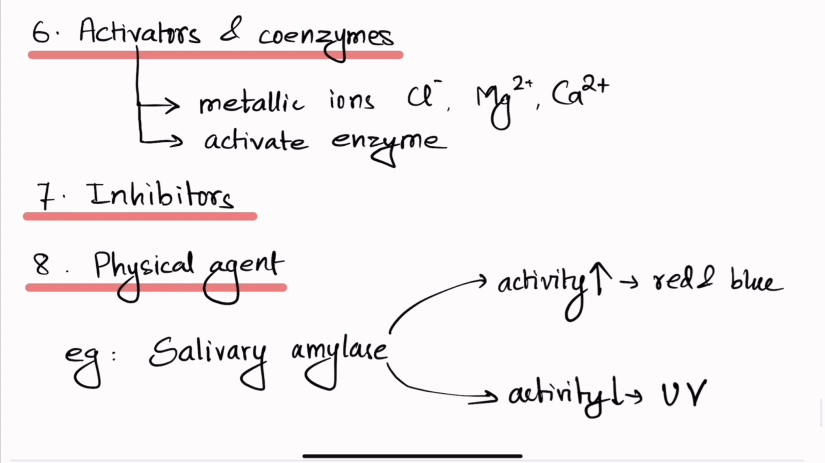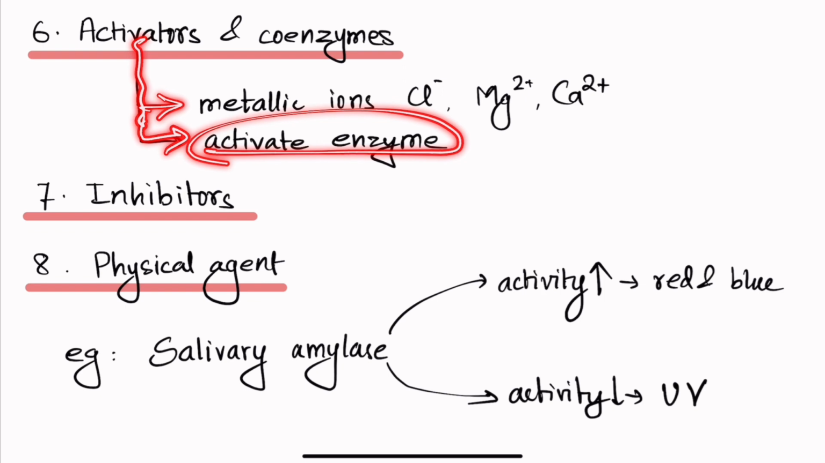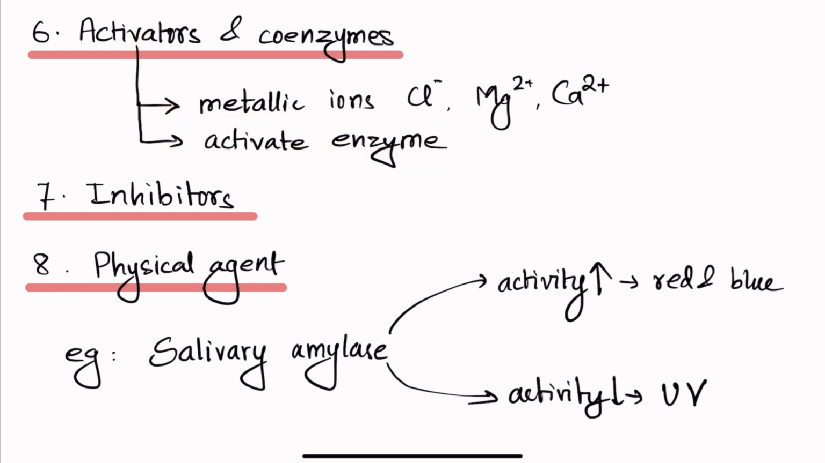At number 6, we have activators and coenzymes. Coenzymes is going to have a video of its own. But what about activators? Activators are those metallic ions that are responsible for the activation of enzyme. Some enzymes are unable to act on their own. They require activators to activate them. And these activators are present in the form of metallic ions, such as chloride ion, magnesium ion, calcium ion.